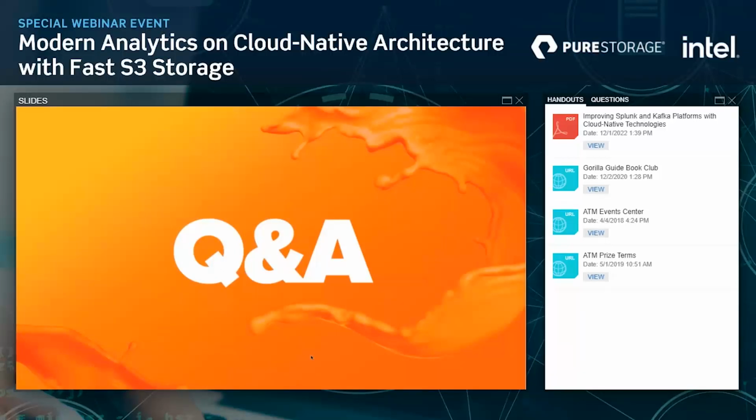Okay. Yeah, lots of questions here about the testing and the examples. This next one is, why does disaggregated object storage matter in your example?